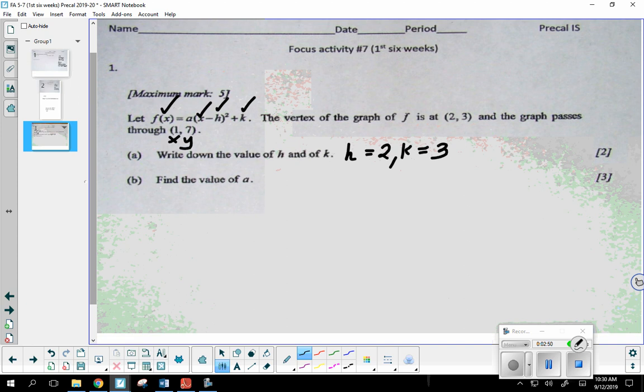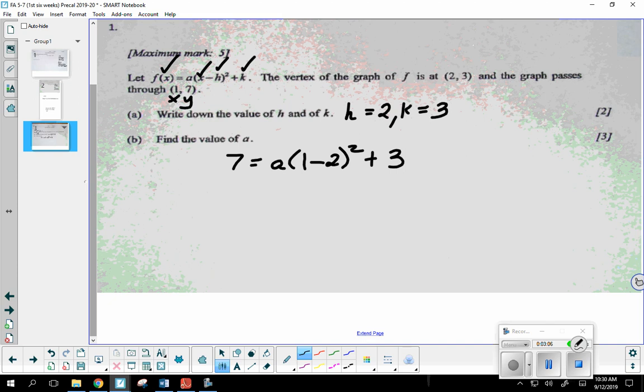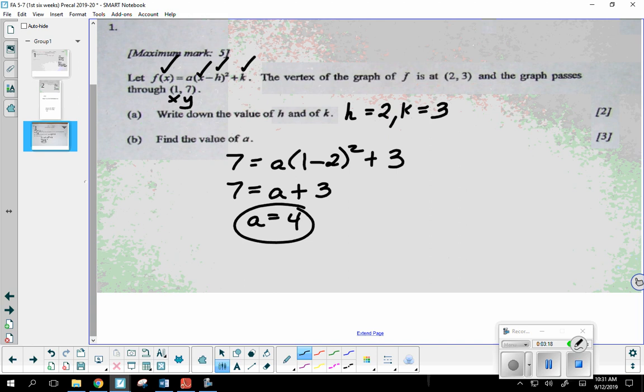So let's see, instead of f of x equals, I will say 7 equals a, we don't know what a is just yet, times x minus h, so x being 1 minus h being 2, squared. And it looks like I'm going to add what? 3. Okay. Well, what is 1 minus 2 squared? 1. So that makes it easy. That means just a plus 3 has got to equal 7, so a should equal 4. So this should be a vertical expansion or a vertical stretch by a factor of 4.